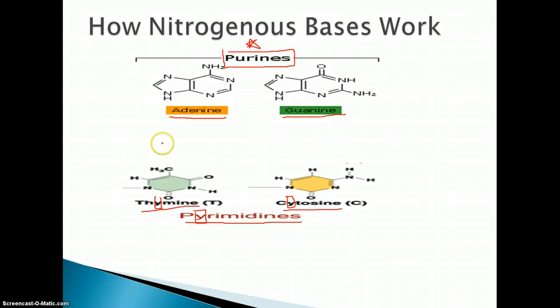But what we also need to know is that when adenine bonds with thymine, two hydrogen bonds form. So two hydrogen bonds form in between them. And when guanine and cytosine hook together, three hydrogen bonds form in between them.